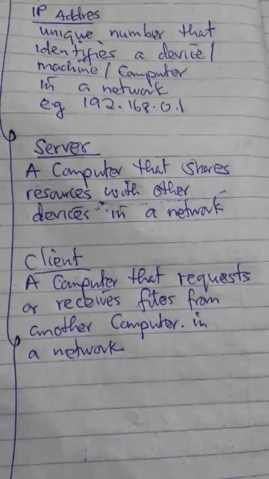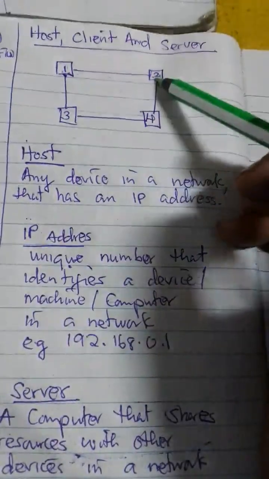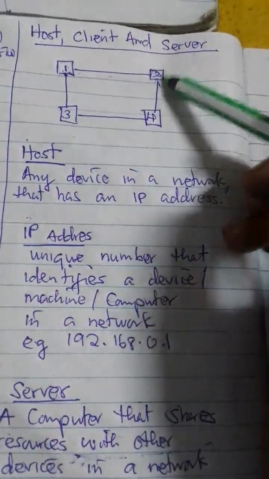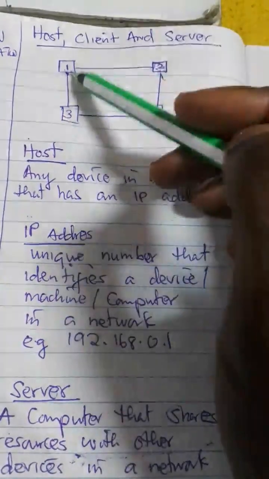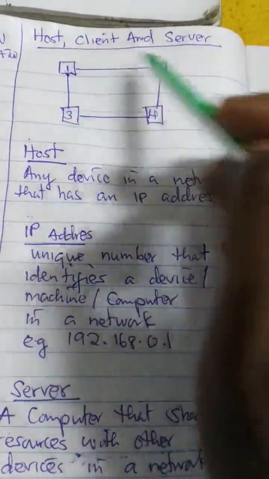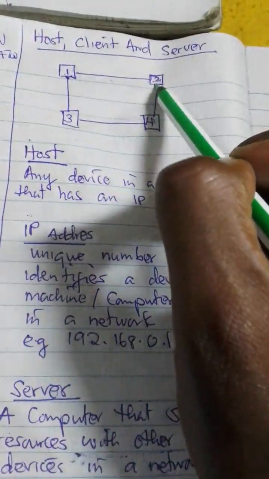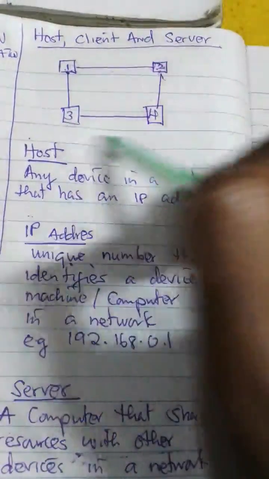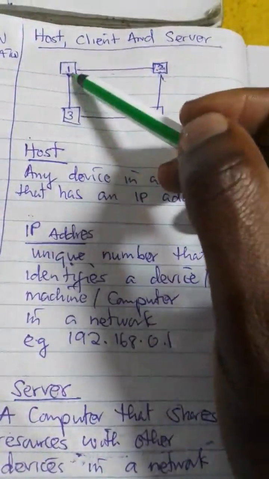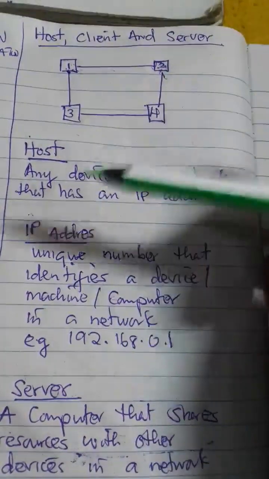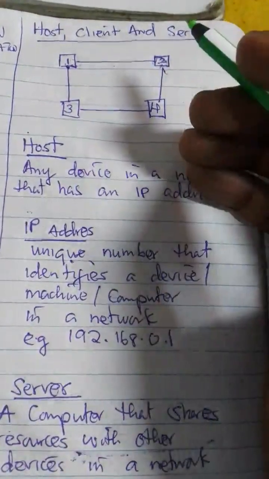That is what happens. So if we have 4 computers that are connected, and computer 2 is requesting a file from computer 1, since computer 1 will be giving the file to computer 2, that means computer 1 becomes the server and computer 2 becomes the client. But all the computers in the network can be called hosts. So at any particular point in the network, a computer can be called a host, a computer can become a server, or a computer can become a client. So those are the differences between a host, a client, and a server.